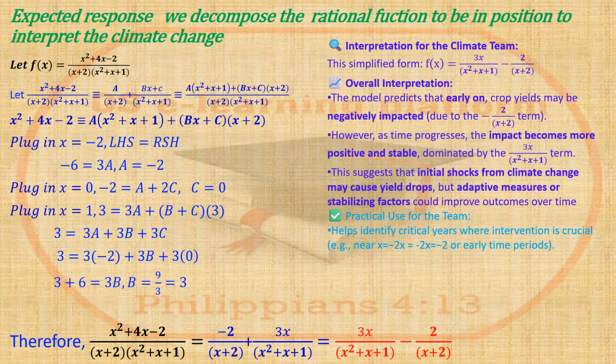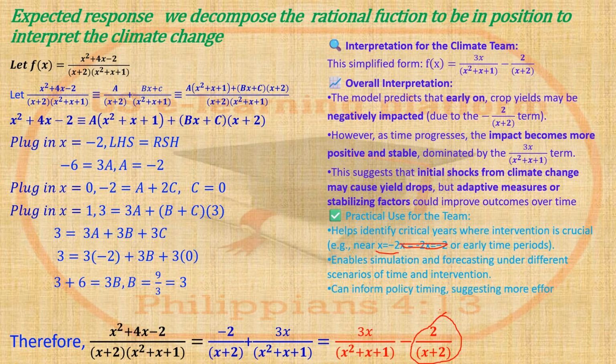At this level, just pick one. The rest is not needed, just remove it. So at a point when we have x equal to negative 2, this part will vanish. So we should look at periods when x is equal to negative 2, and intervention should take place there. It enables simulation and forecasting under different scenarios of time and intervention. It can also guide policies, timing, and suggest more effort to improve the impacts of these seasons. So basically that is what we should know.